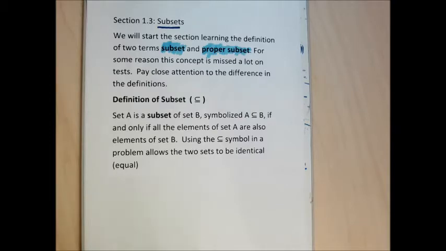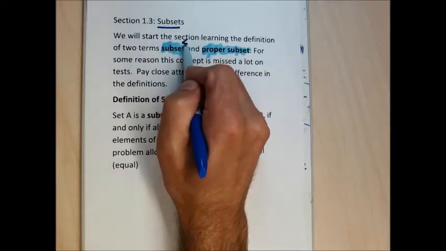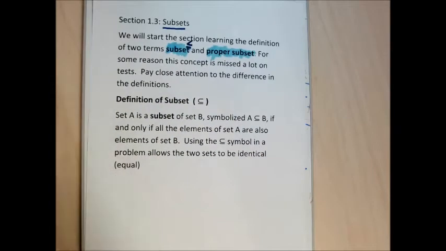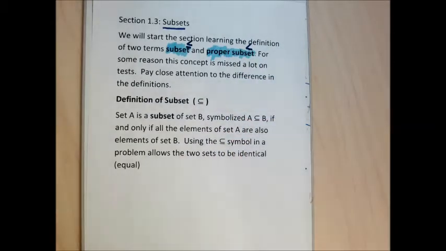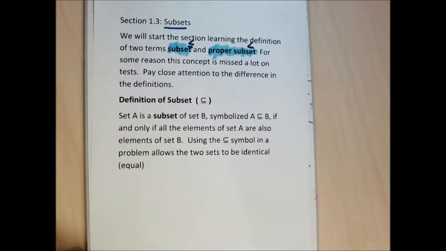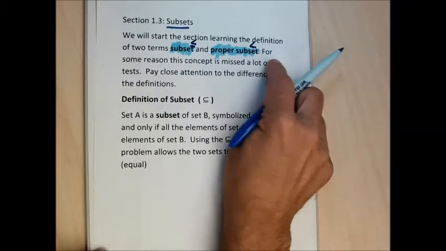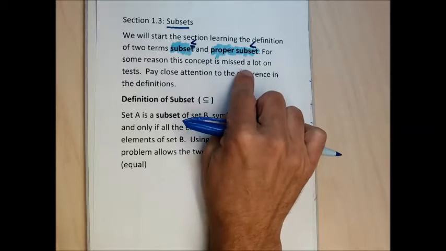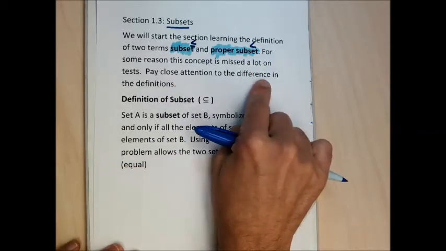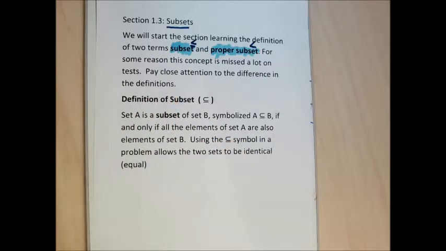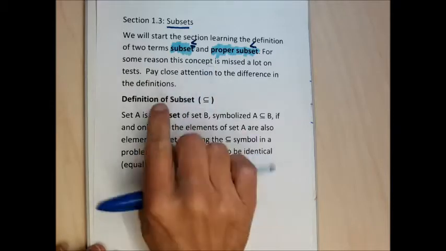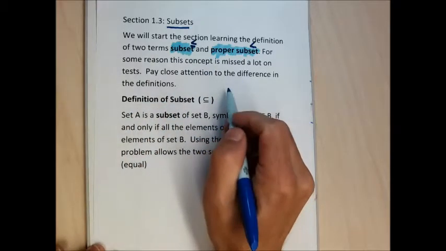When I think subset, in some sense, I think less than or equal to, and I'll get to that in a second. When I think proper subset, I think less than but not equal to. Somehow the concept of a subset and the concept of less than and less than or equal to, they're kind of similar in some sense. So again, for some reason, this concept is missed a lot on tests. Pay close attention to the difference between these definitions, otherwise you'll lose points on the test that you don't need to lose. So now we'll do the definition of a subset, and this is the symbol for subset.